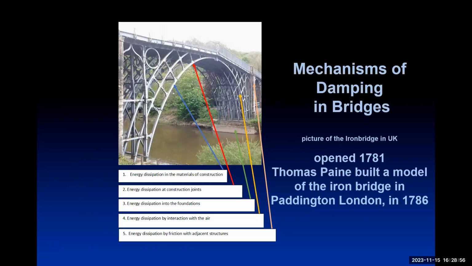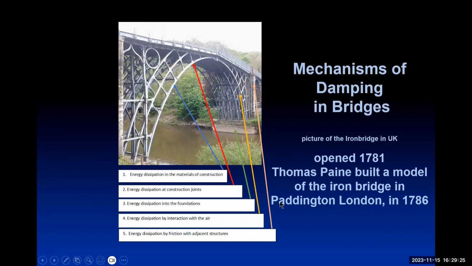Now, this is the Iron Bridge in the UK. It was built in 1781, and in fact, Thomas Paine built a model of the Iron Bridge in Paddington in 1786. The name Thomas Paine may be familiar to you. He's one of the founding fathers of the United States.